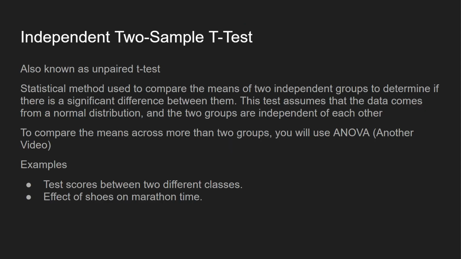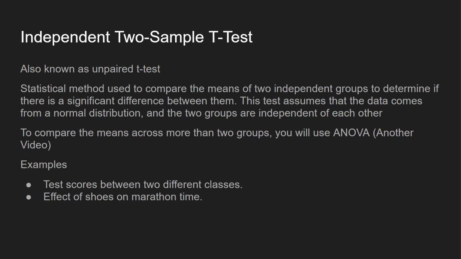Today, we're going to take a look at the independent two-sample t-test. This is also known as the unpaired t-test, a statistical method used to compare the means of two independent groups to determine if there's a significant difference between them. This test assumes that the data comes from a normal distribution and the two groups are independent of each other. If you want to compare the means across multiple groups, we'll be using ANOVA. I'm not covering that in this video, but I will be covering ANOVA later on in this playlist.